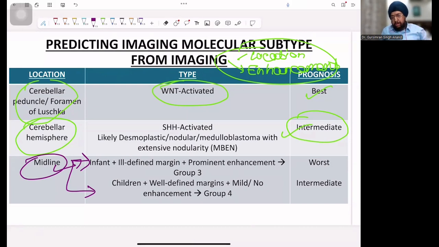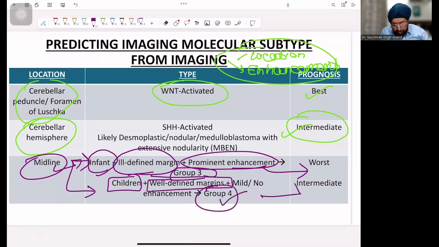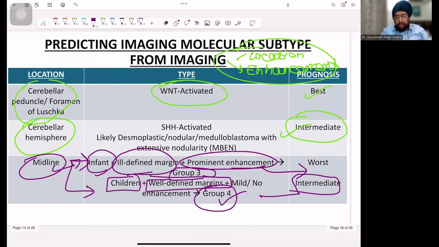If the age group is that of an infant, the patient has a tumor with ill-defined margins and prominent enhancement, it usually would be a group 3 tumor and would have the worst prognosis out of all the medulloblastomas. And if it's a toddler in the age group of 3 to 7 years, the tumor has well-defined margins and usually mild or minimal enhancement. It's usually a group 4 tumor and has about intermediate prognosis. So this is how you predict the molecular subtype on the basis of imaging. That is two things: one is your location, the other one being your enhancement.